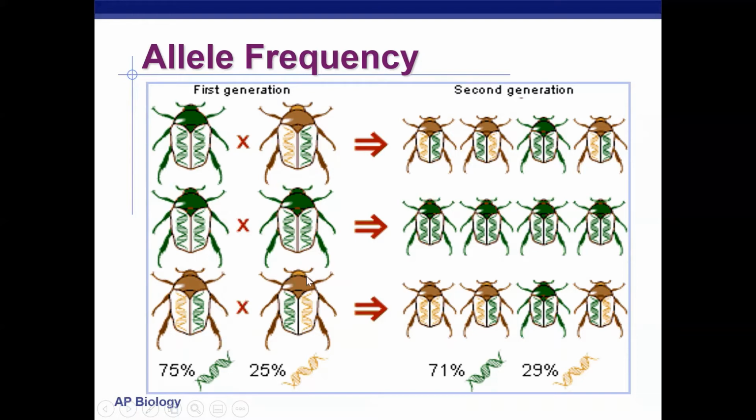Let's count the golden allele. Notice we have 1, 2, and 3. 3 out of 12 alleles. That means 25% of the bugs here are going to have the allele for golden color. And notice that's our first generation. And let's say they breed and we have our second generation, we could count the alleles again. And notice now we go down to 71% of the population has the green allele, 29% have the golden allele.